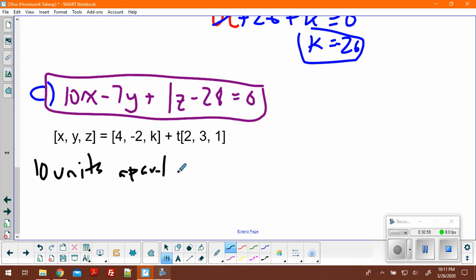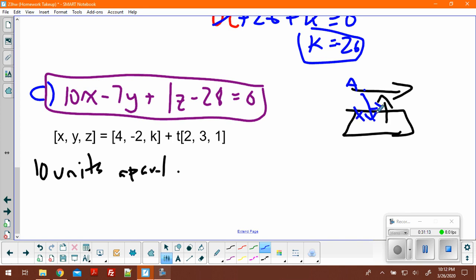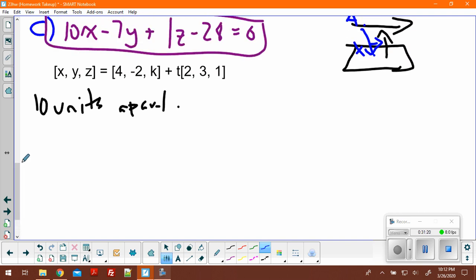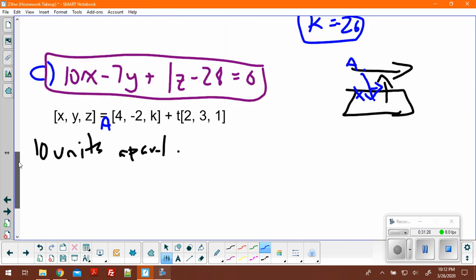So again, we'll quickly review the procedure. I have a plane, I have a line above it. I know what the normal to the plane is, so I'm going to find a point on my line and a point on the plane, find the vector running from A to X, and project it onto the normal. The difference here is that for my plane, I have a general point.